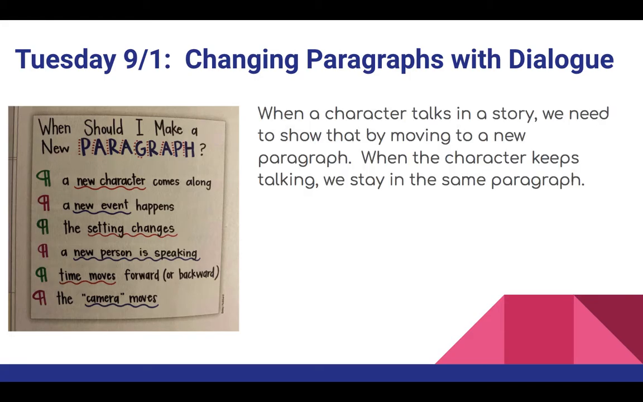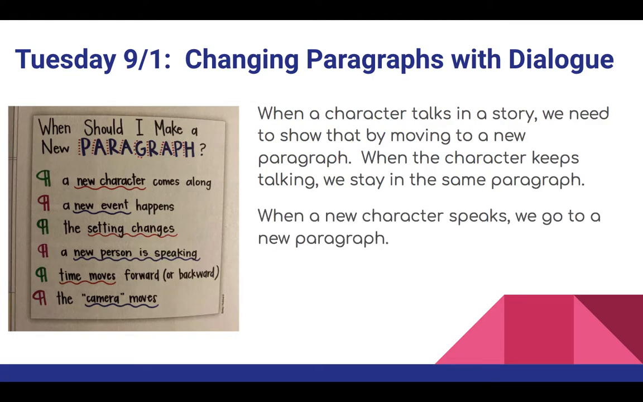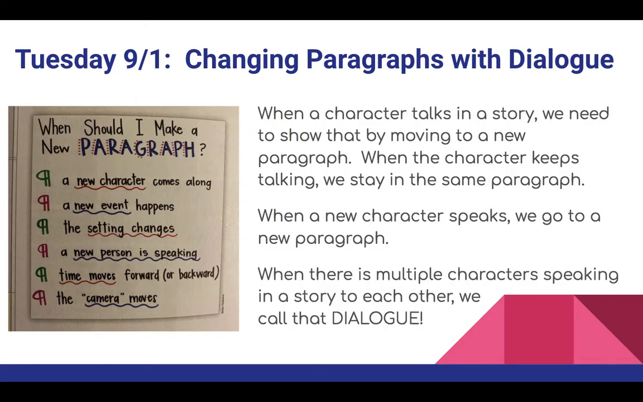So when a character talks in a story, we need to show that by moving to a new paragraph. When the character keeps talking, we stay in the same paragraph. When a new character speaks, we go to a new paragraph. When there are multiple characters speaking in a story to each other, we call that dialogue.